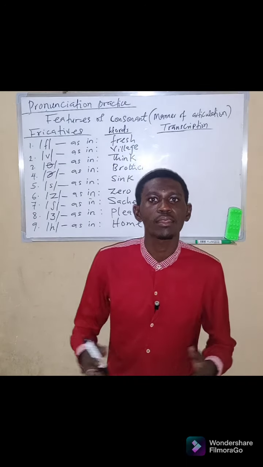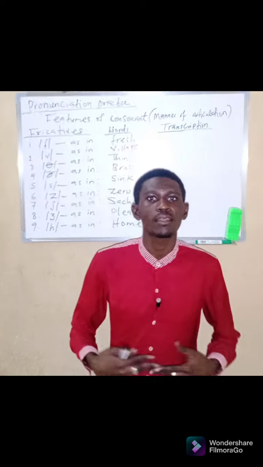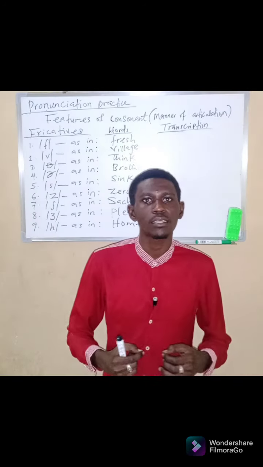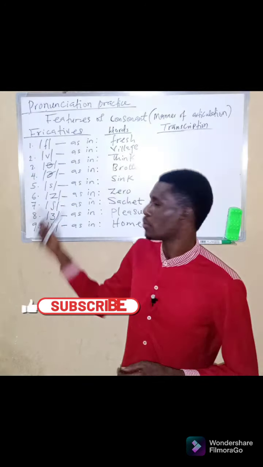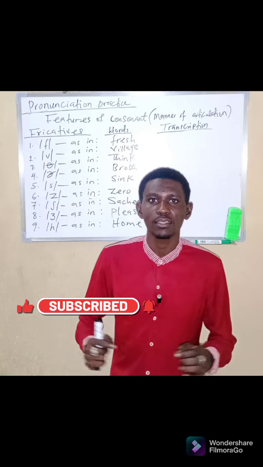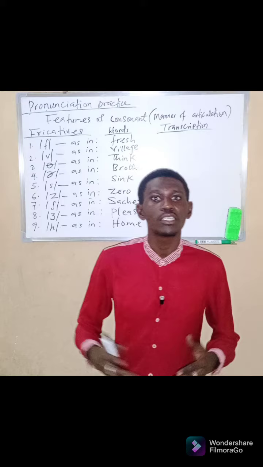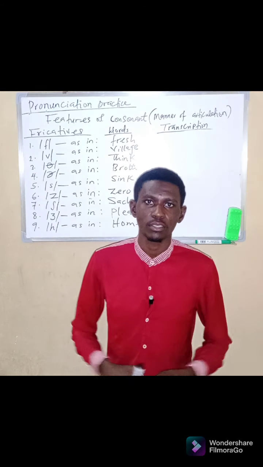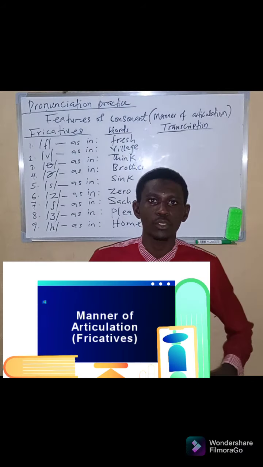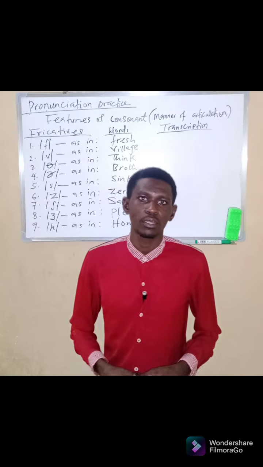Number three is the th, the teeth sound, and number four is the th. And number five is the s. Number six is the z sound. Number seven is the sh sound. Number eight is the j sound, the lighter one, j. Number nine is the h sound.